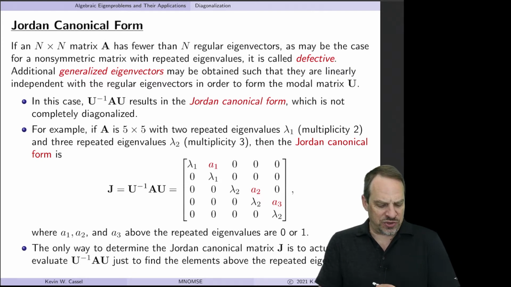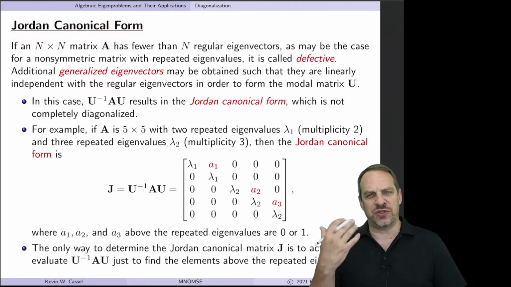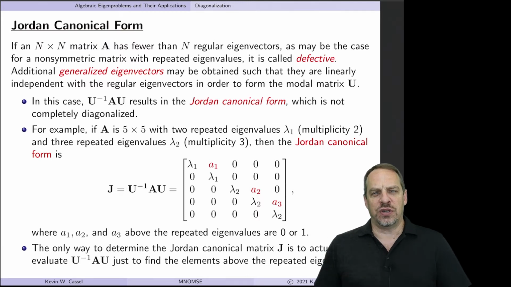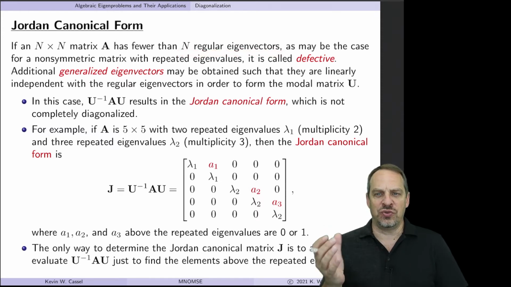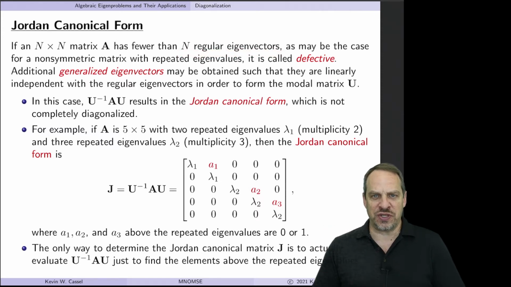In that case, we get what's called a Jordan canonical form. Again, this word canonical is just another term for standard. So it's a standard form that arises in these diagonalization procedures, but under these special circumstances. So we have an n by n matrix A, as before, but we're going to get fewer than n regular eigenvectors, through the regular procedure that we've discussed in the rest of this chapter.